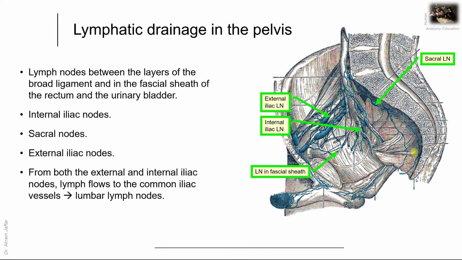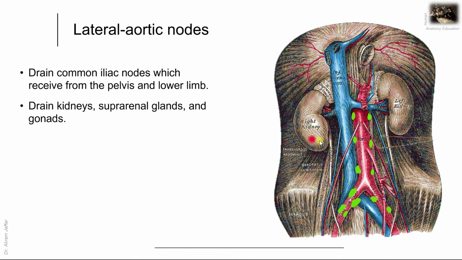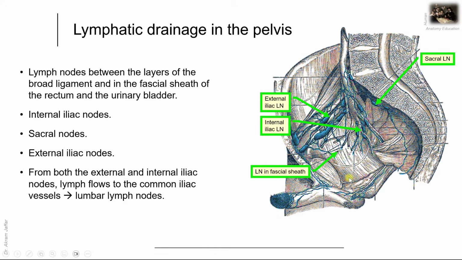From both these external and internal iliac lymph nodes, lymph will flow to the common iliac lymph nodes and then to the lumbar lymph nodes, as I have just mentioned here. They receive from the common iliac lymph nodes.